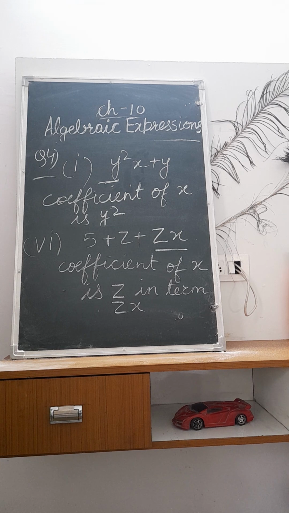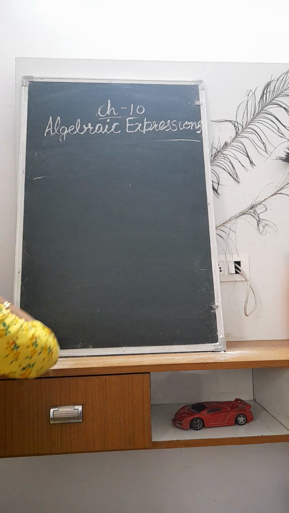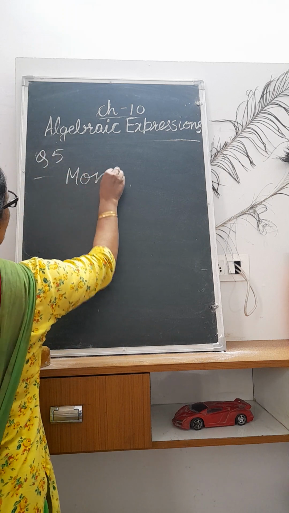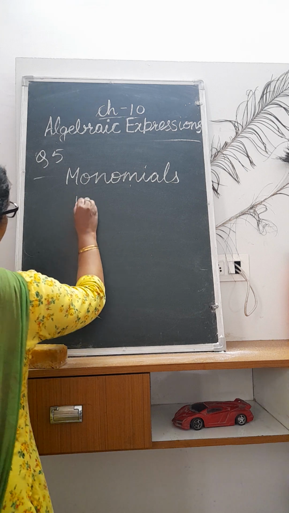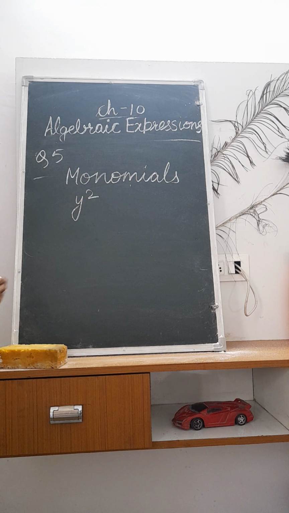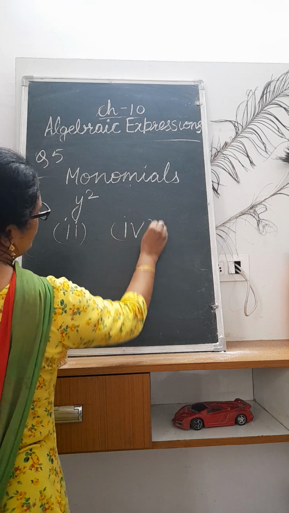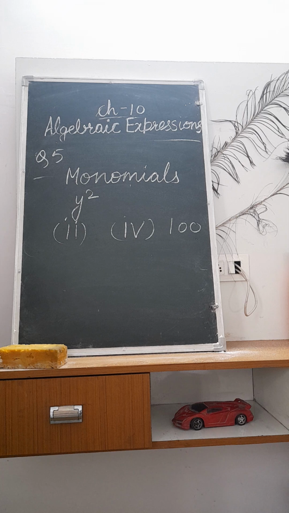Now the next question is monomial, binomial and trinomial. In question number 5, monomials: the terms which contain only one term are monomials. Suppose we have y square, the second part, only one term, so it is a monomial. The fourth one is 100, which is only a constant, a single term, so it is also a monomial.